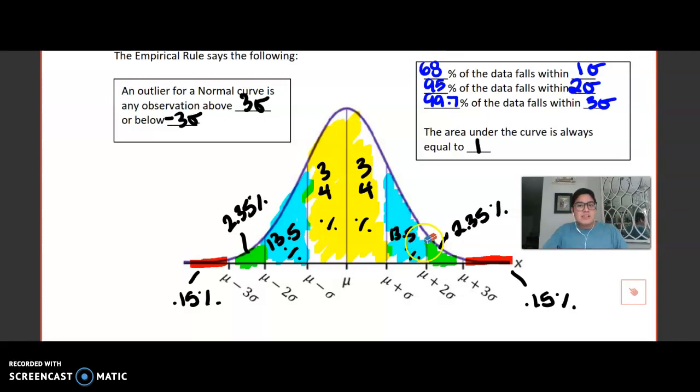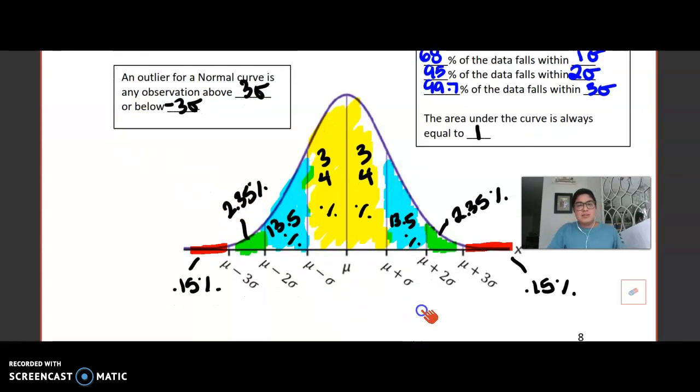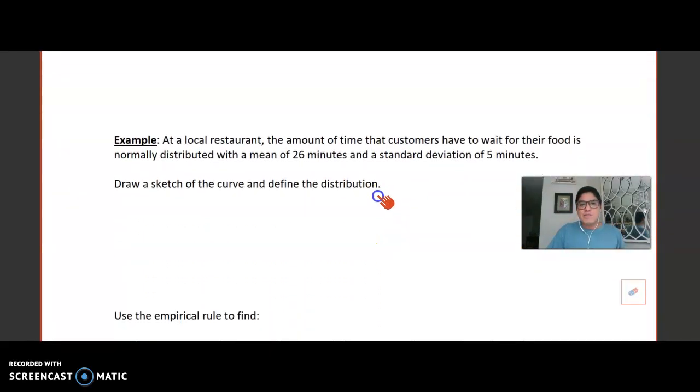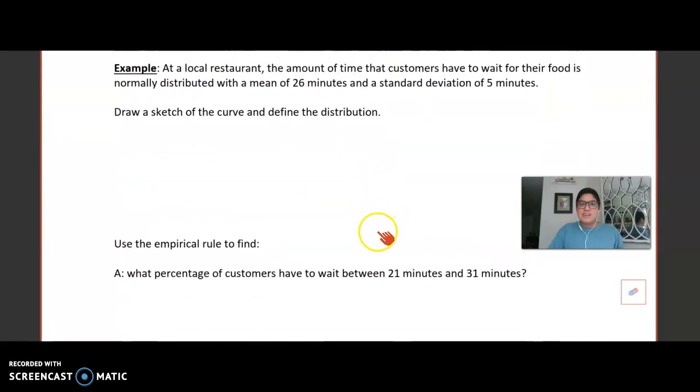So let's take a look at an example here. And this will show up on the multiple choice. You can, of course, find the answers using the normal model, but understanding the empirical rule is significantly important for your understanding of the normal distribution. So here, at a local restaurant, the amount of time that customers have to wait for their food is normally distributed with mu 26 and standard deviation of 5. Draw a sketch of the curve.